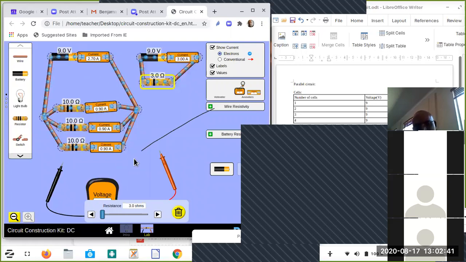Now, so far, are there any questions on parallel circuit?